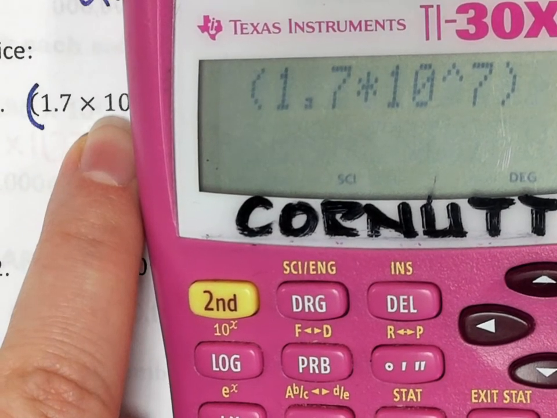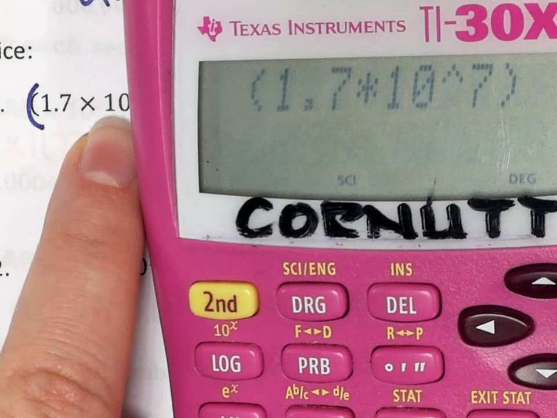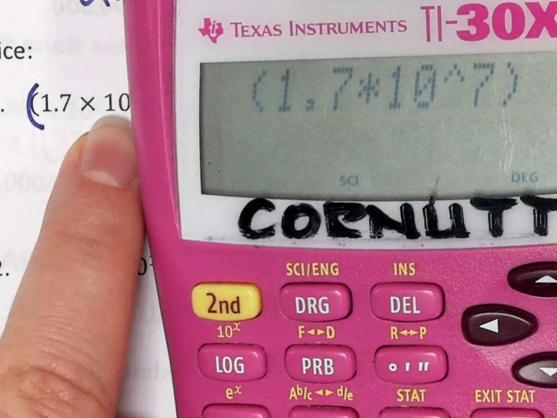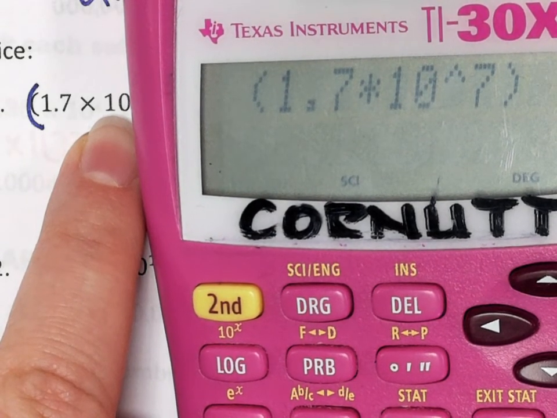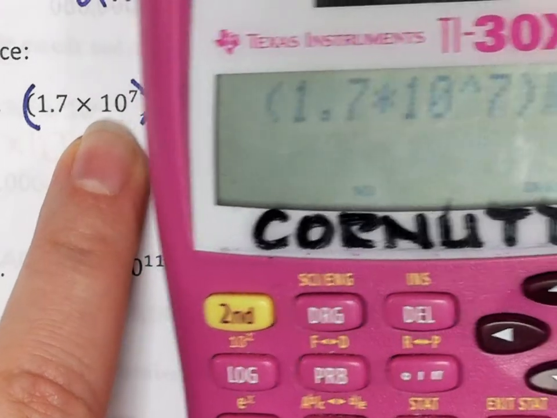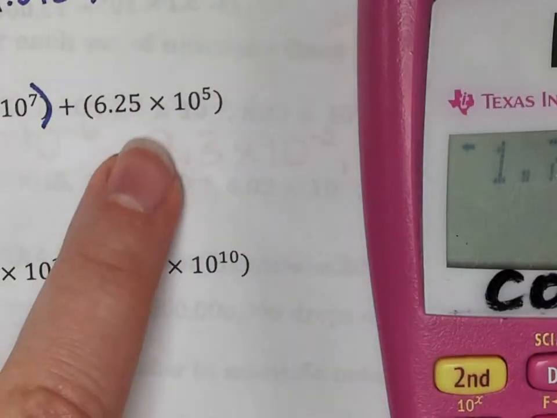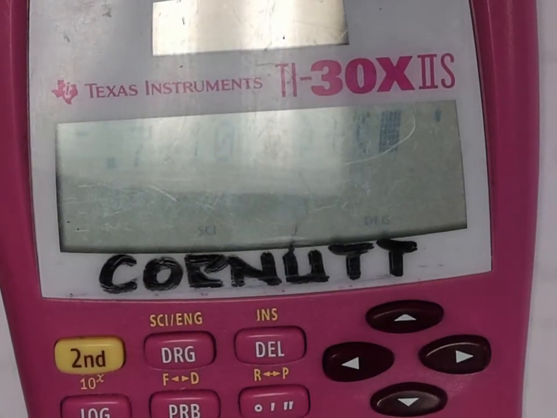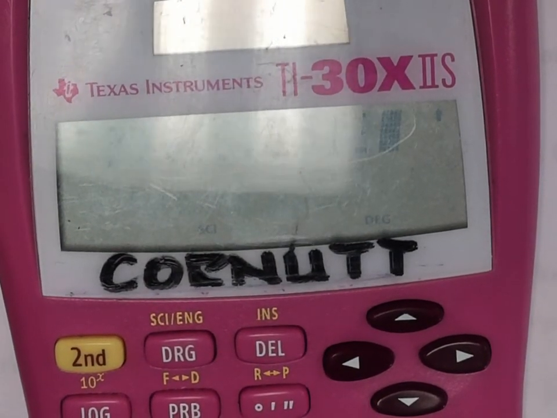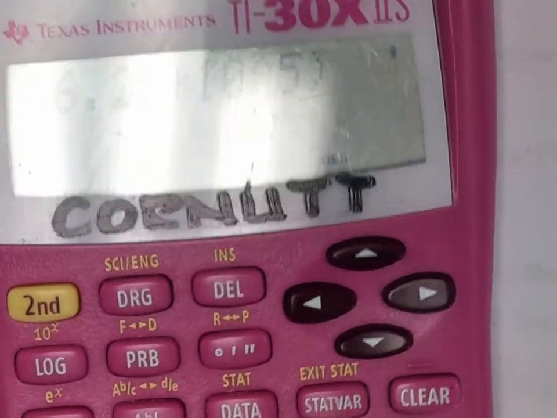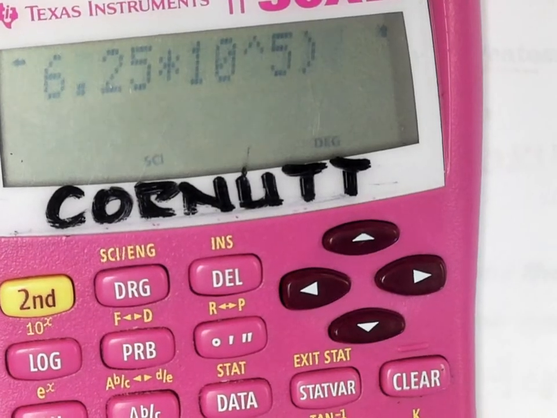Just make sure. You got the answer? Okay, hang on. I want to make sure everybody knows what they're doing. What's wrong? It won't let you do this? Okay, hang on. Then we can do plus, and then we can type in the other one. Parentheses, 6.25 times 10, arrow, 5th power. Okay, so there is that one.